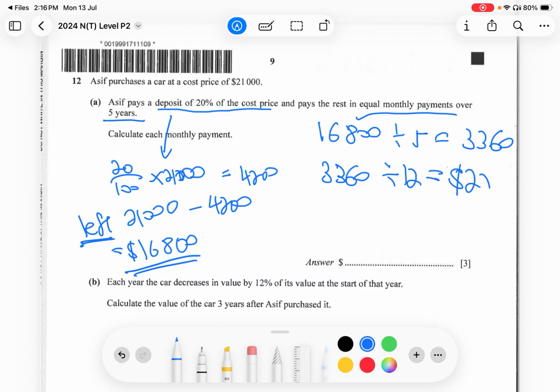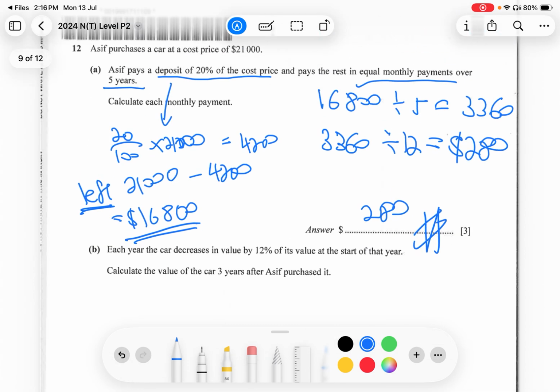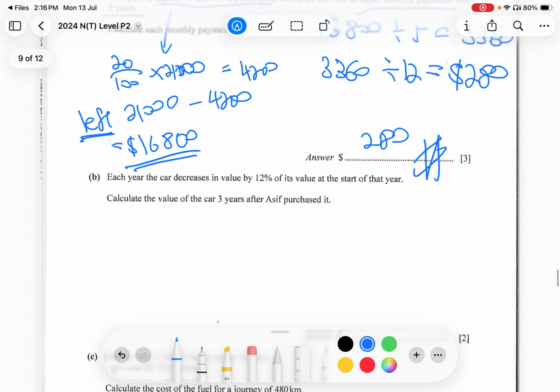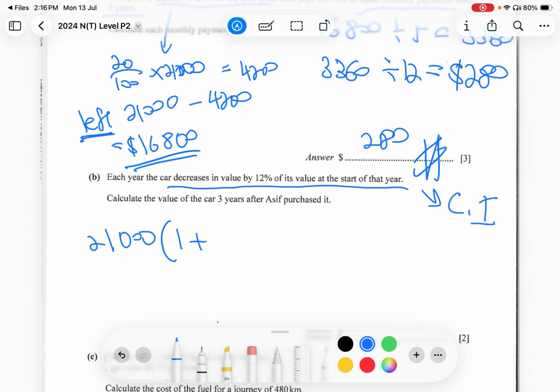1280. Every month he paid $280 for this. Then the value decreased by 12% of the value at the start of the year. Find the value after 3 years. So it decreased by 12%, right? This one is compound interest, meaning that if the cost price is this amount, every year it decreases by 12% for 3 years. So by the end of 3 years, right?